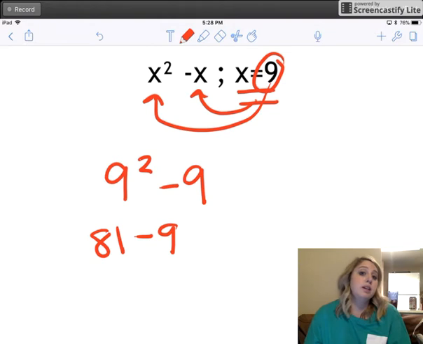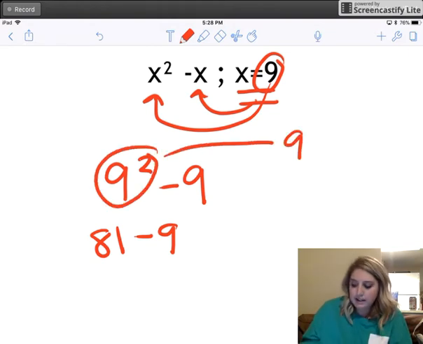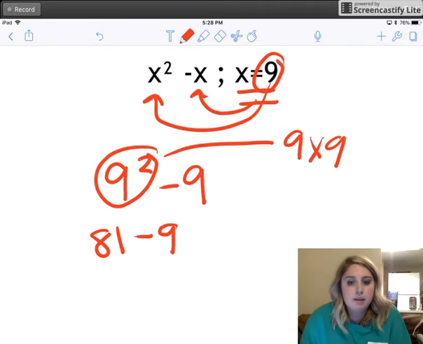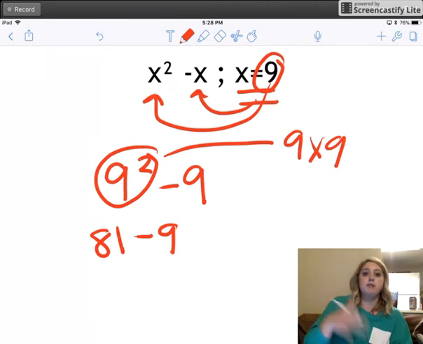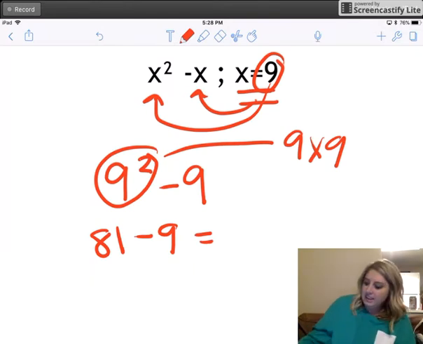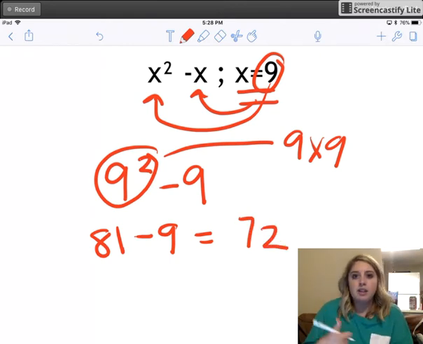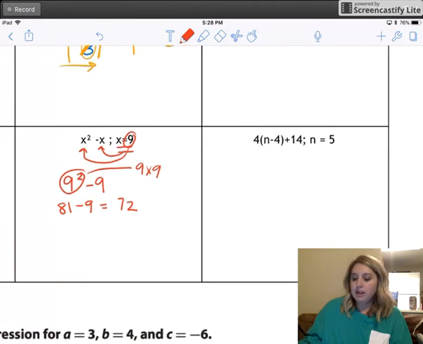And don't forget, 9 squared is 9 times 9, not 9 times 2, okay? 9 times 9. So I get 81 minus 9. What is that? 72. Okay. You've got this last one.